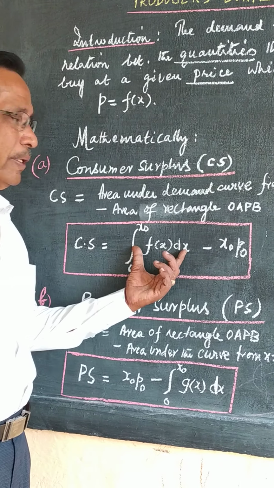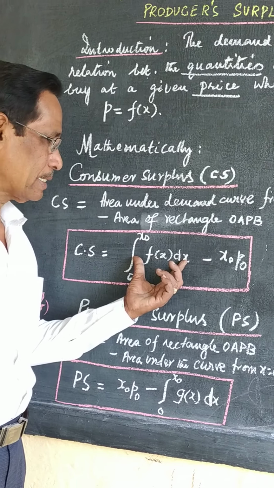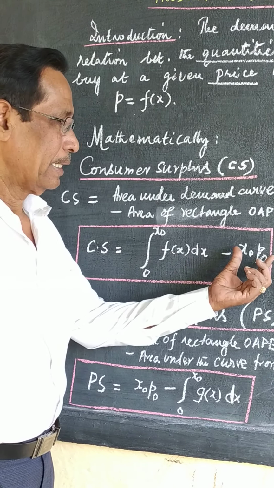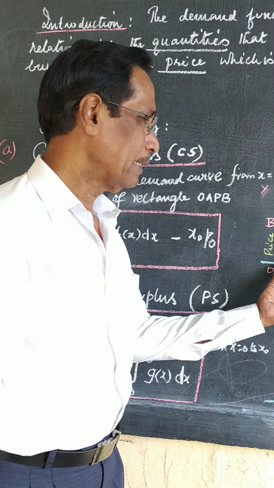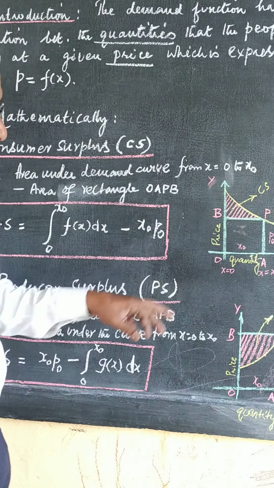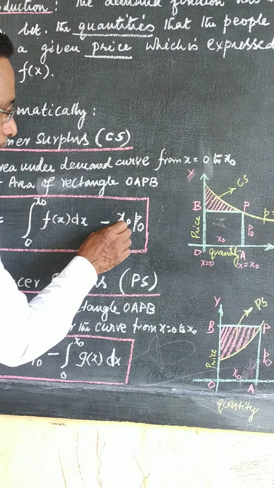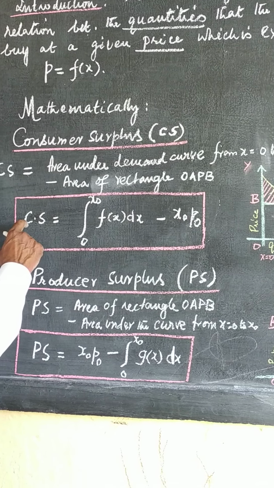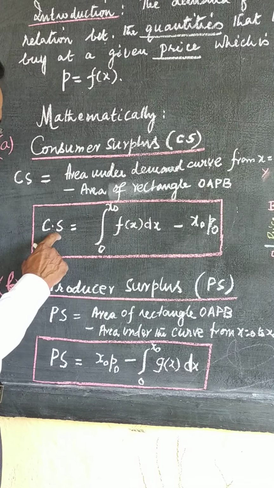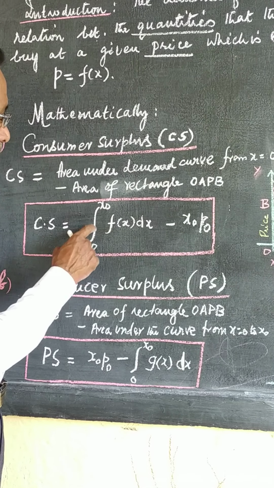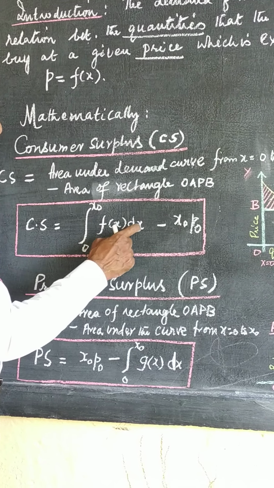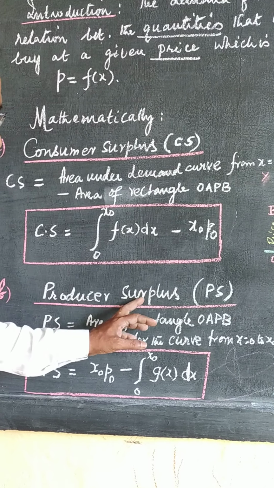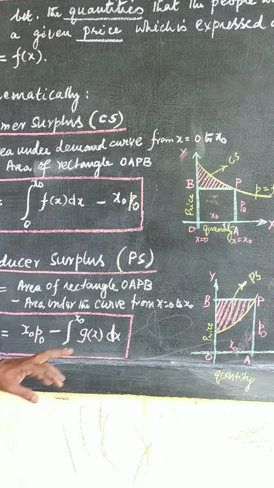Now we know area under the curve is always integral f(x) dx. Area of the rectangle is length into breadth, that is x naught, P naught. So mathematically we can give this formula: CS is equal to integral 0 to x naught f(x) dx minus x naught P naught.